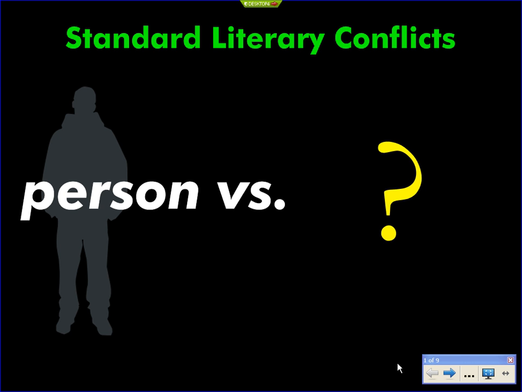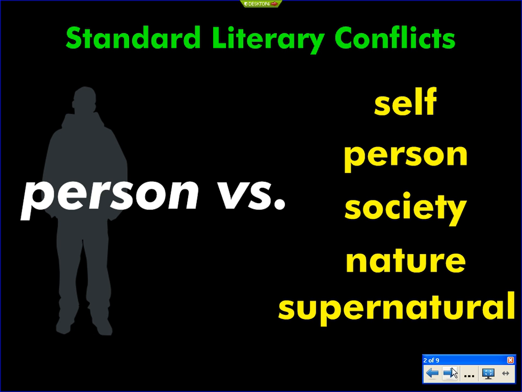Gretchen? Person. Self. Society. Kristen? Supernatural. Elise? Nature or environment. Very good. The 5 standard literary conflicts.